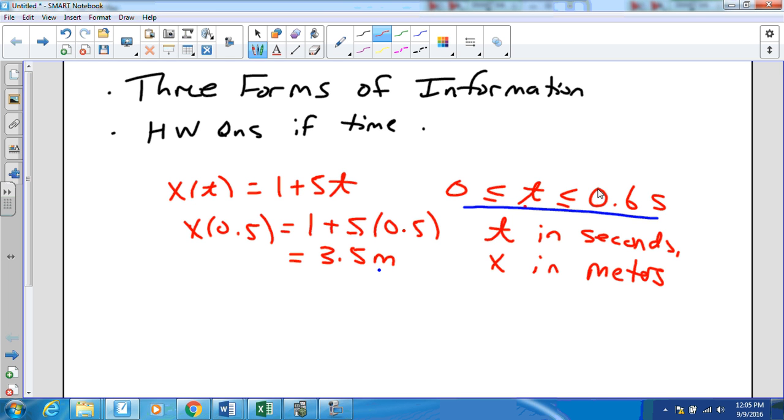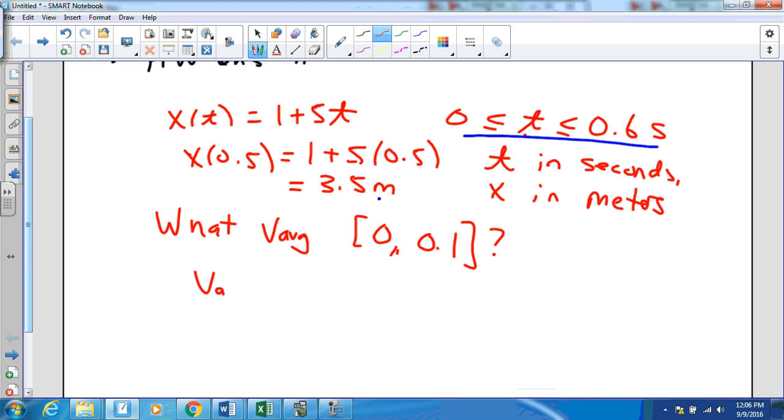So here's how you would translate all this. Suppose I ask you this question: what is the average velocity on the interval 0 to 0.1 seconds? Now we would use our formula plug and solve method, and we would say average velocity is equal to delta x over delta t, and the way in which we would compute that with an equation is to compute the position at each of these times and subtract.